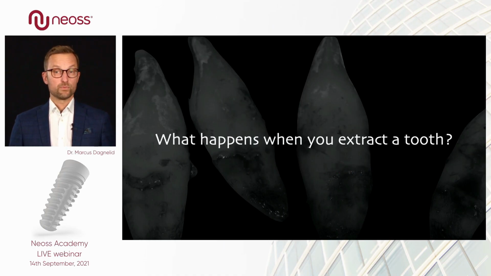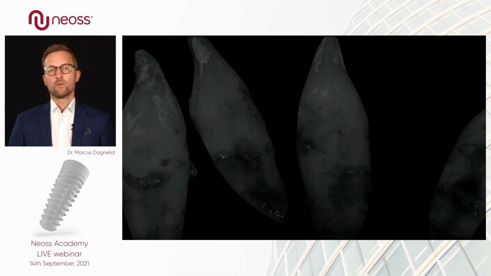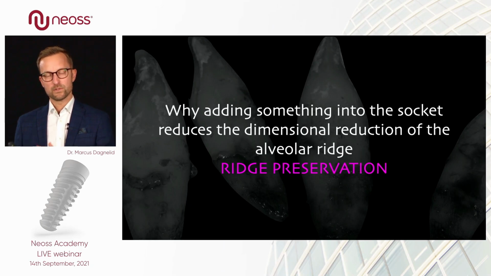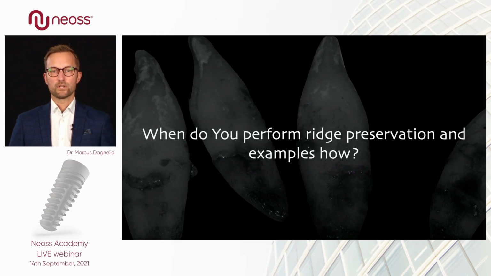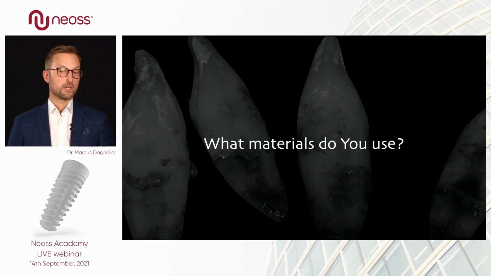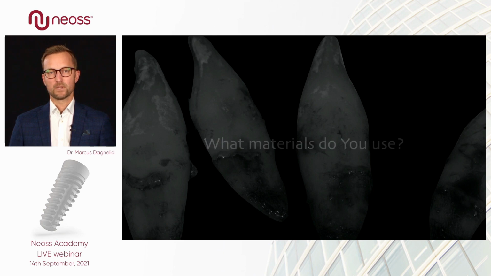One of them, of course, is what happens when you extract a tooth. We're also going to look into what happens when you extract a tooth and put something into the socket, and the fact that it reduces the dimensional change of the alveolar ridge. So the concept of ridge preservation per se. We're also going to look at how you perform ridge preservation, and we're also going to talk a little bit about what materials you actually can use. So those are the things that we're going to answer during this webinar this evening.